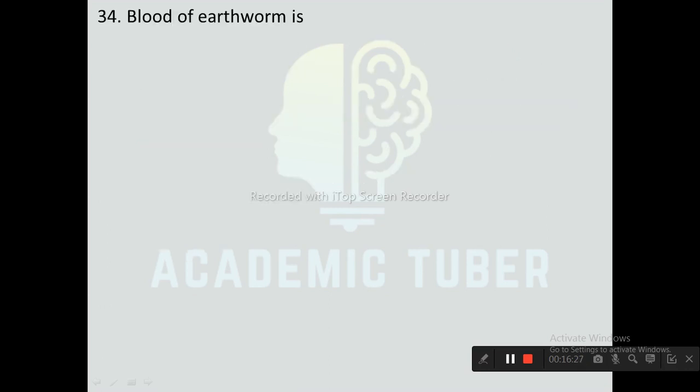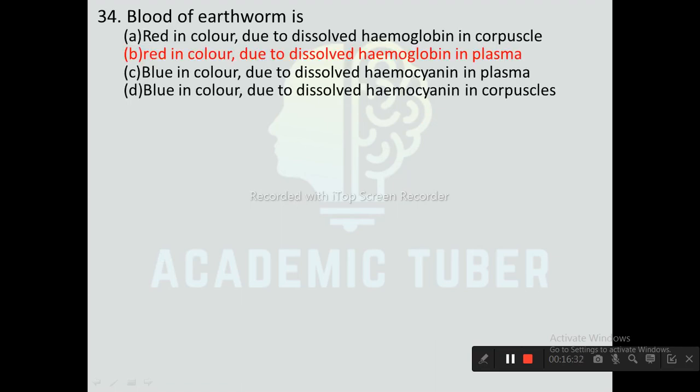Next one, blood of earthworm is, and the options are red in color due to dissolved hemoglobin in corpuscles, red in color due to dissolved hemoglobin in plasma, blue in color due to dissolved hemocyanin in plasma, and blue in color due to dissolved hemocyanin in corpuscles. And the correct option is option B, that is red in color due to dissolved hemoglobin in plasma.